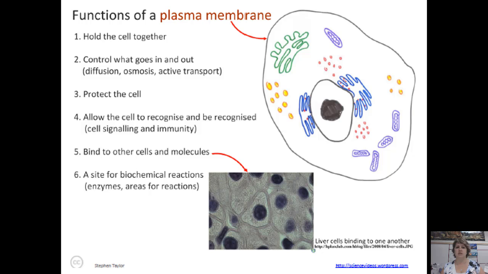They protect the cell in general. They allow the cell to recognize and be recognized. So this is cell-to-cell signaling or even cell to foreign invaders like an immunity. They also allow for binding to other cells, so cells actually joining to other cells or other molecules, and this is really beneficial in tissues such as your skin or muscle tissue. They're also a site for some biochemical reactions, so there are some enzyme reactions or areas for reactions that can occur in the cell membrane.